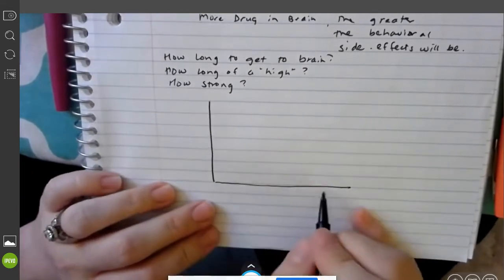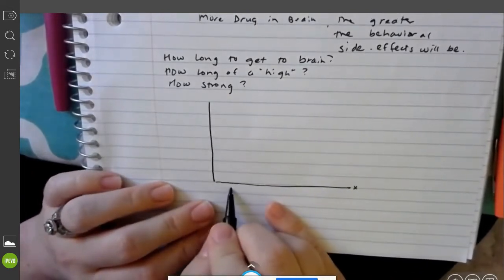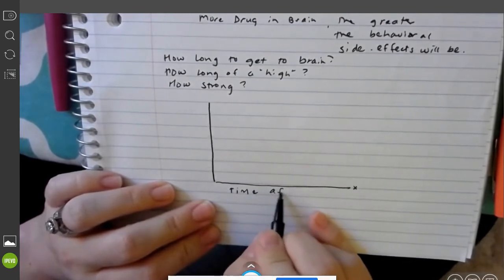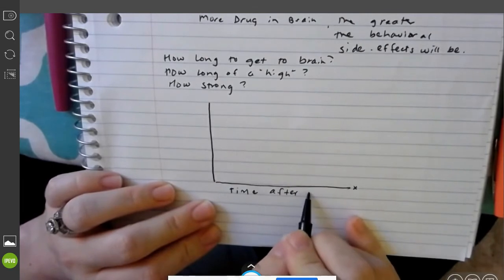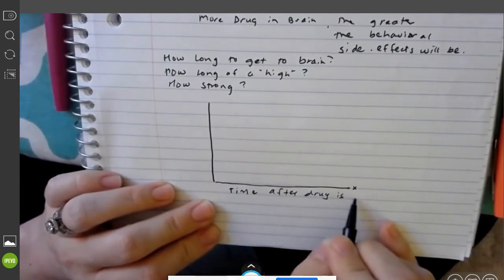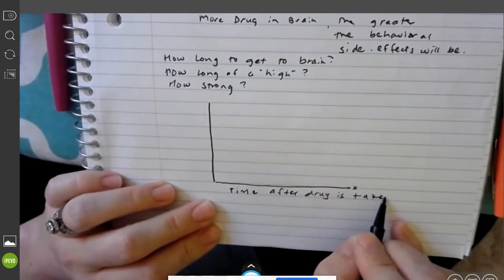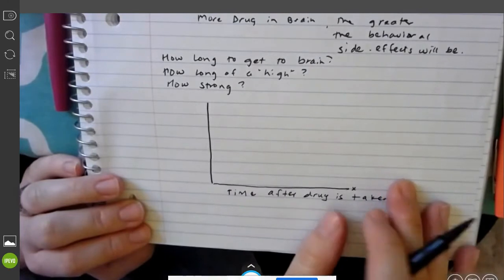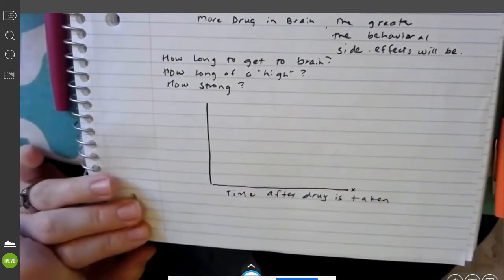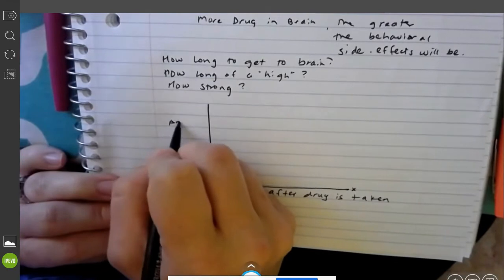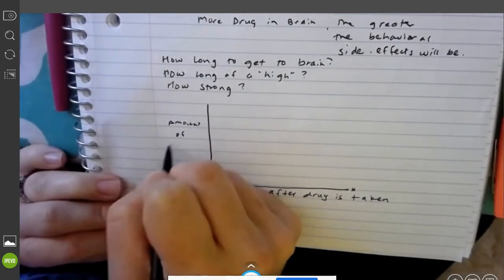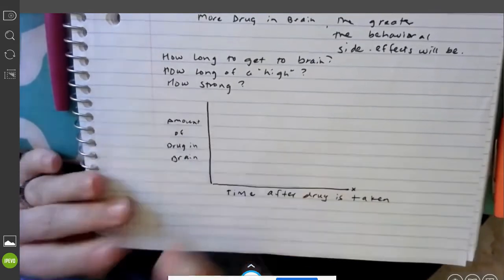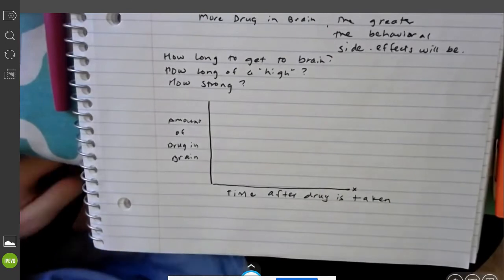Let's label your x-axis here. This is going to be time after a drug is taken. And then your y-axis, what's going to respond to the amount of time that's lapsed since you've taken the drug, is going to be the amount of drug in your body. I'm going to put in brain because these are called psychoactive. They're going to your brain and they're going to change your behavior by changing your brain.